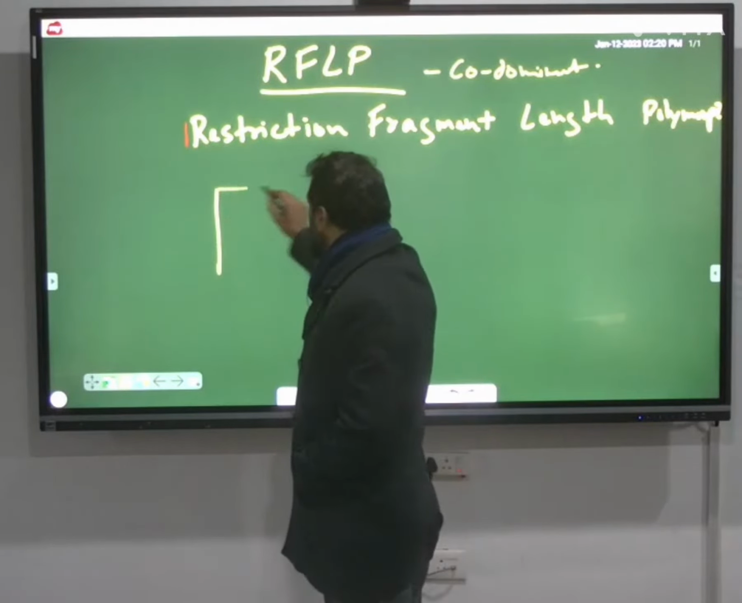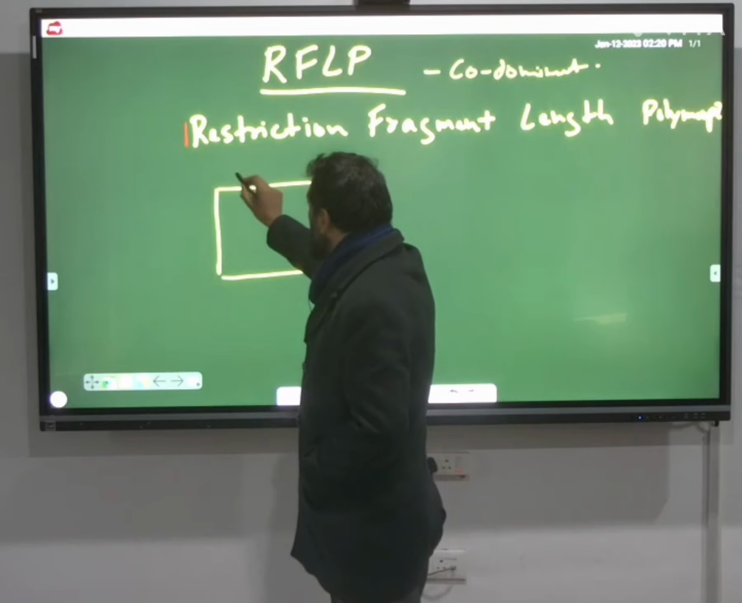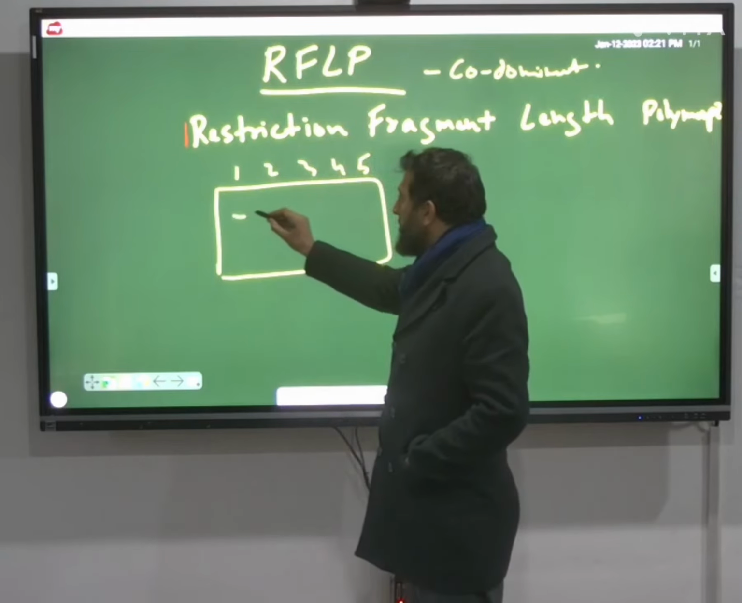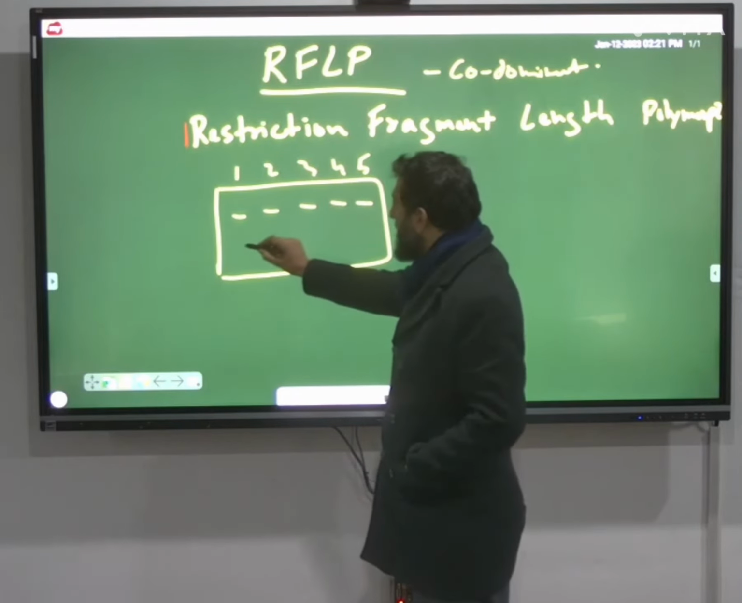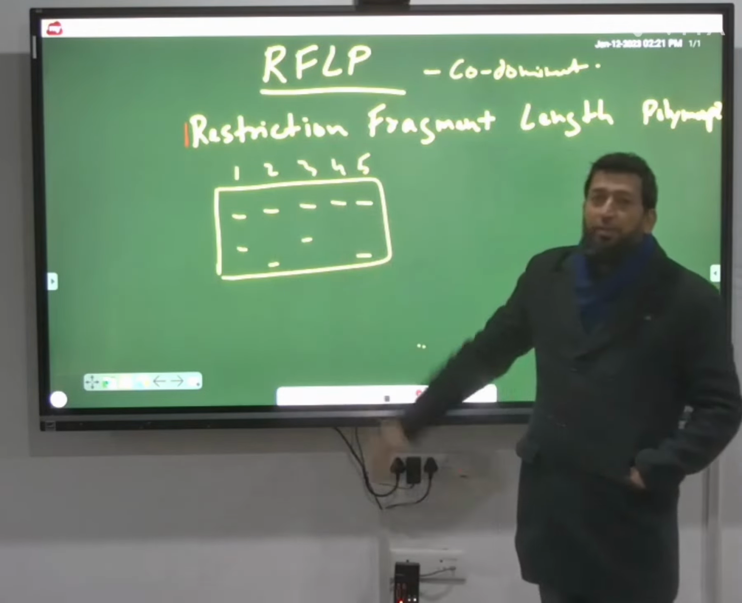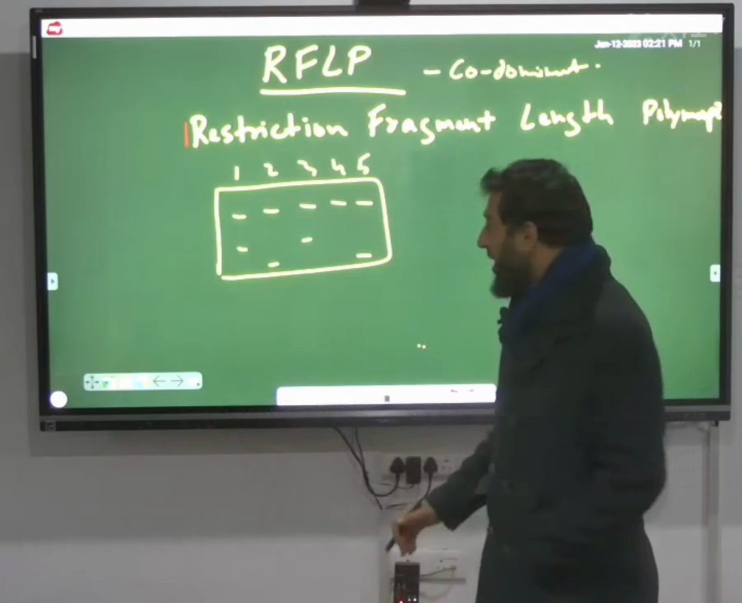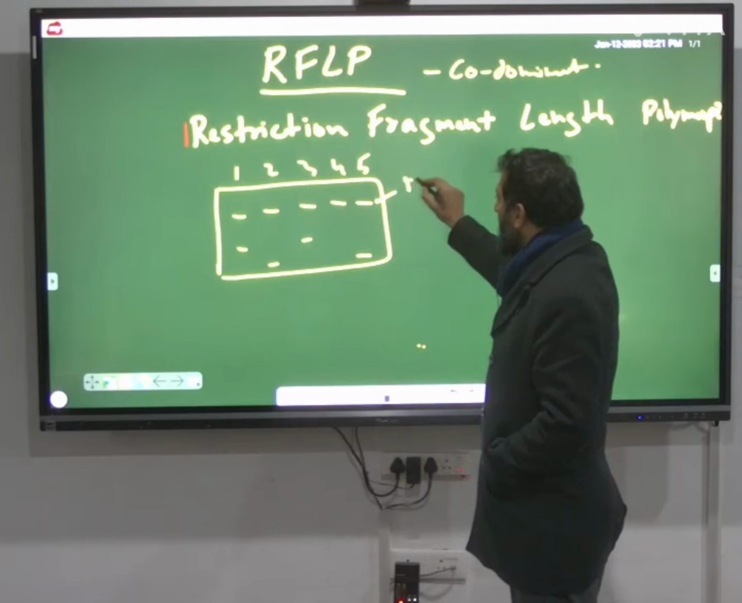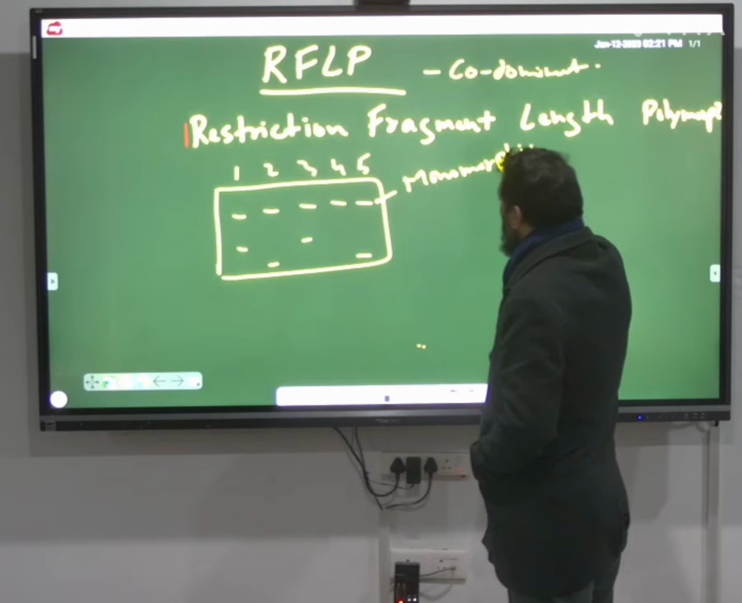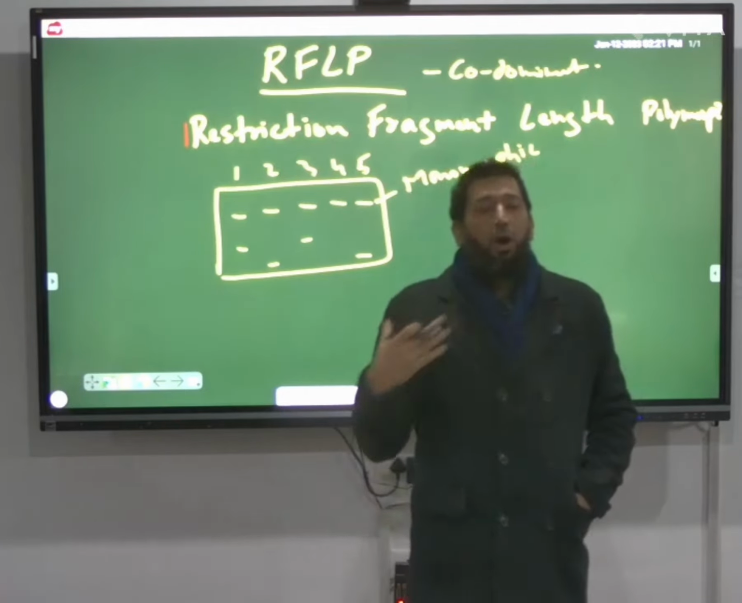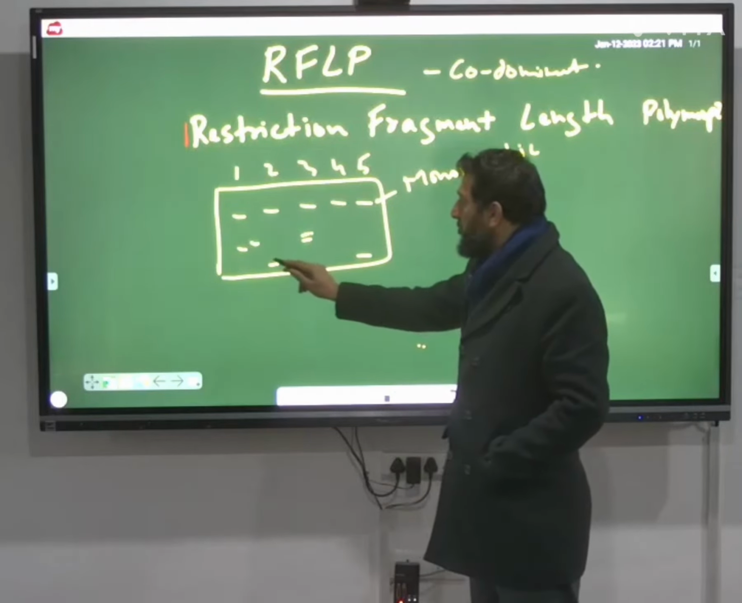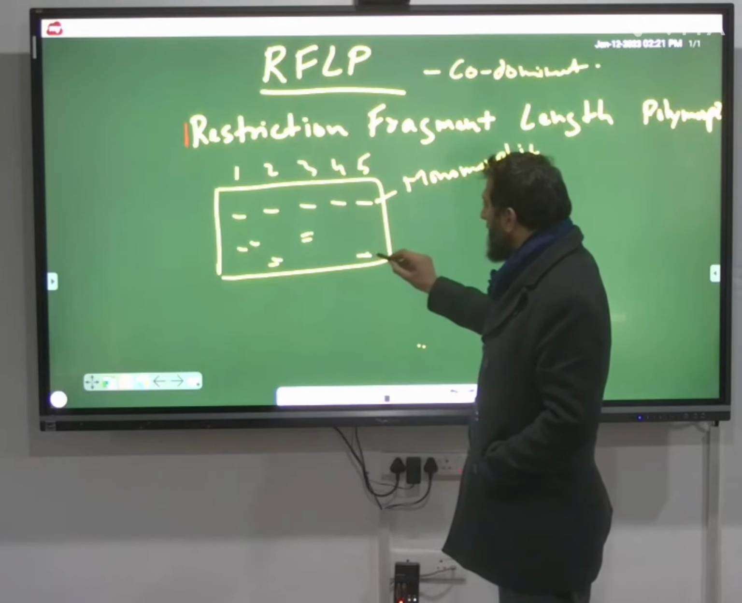So if, for example, this is a gel, and this is, say, plant number 1, 2, 3, 4, 5, okay, and a band you see in each of these variants that you are assessing for a trait. So this band will be called a monomorphic band. And the bands that are not found in all of them, okay, may be found in some, like this band is found in these two, this band is found in these two, but not in these. So these kind of bands are called polymorphic.